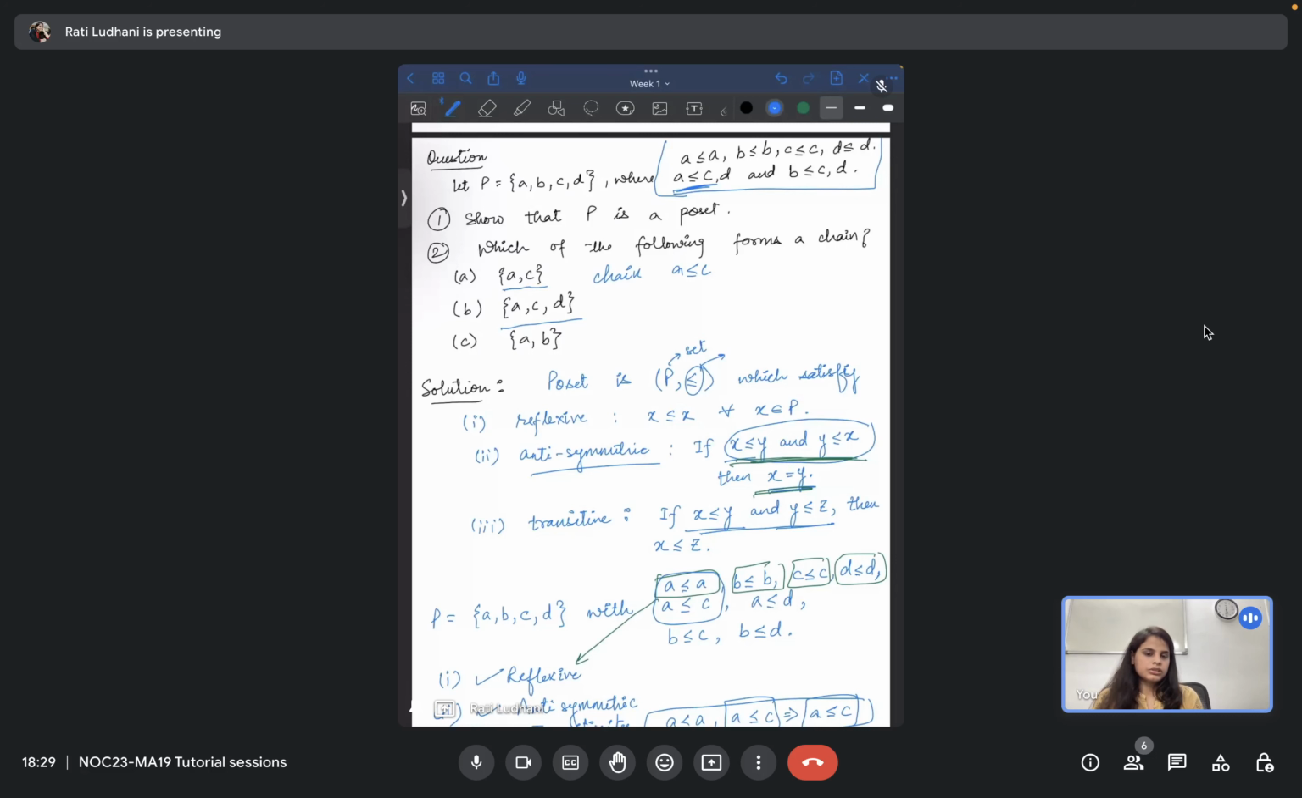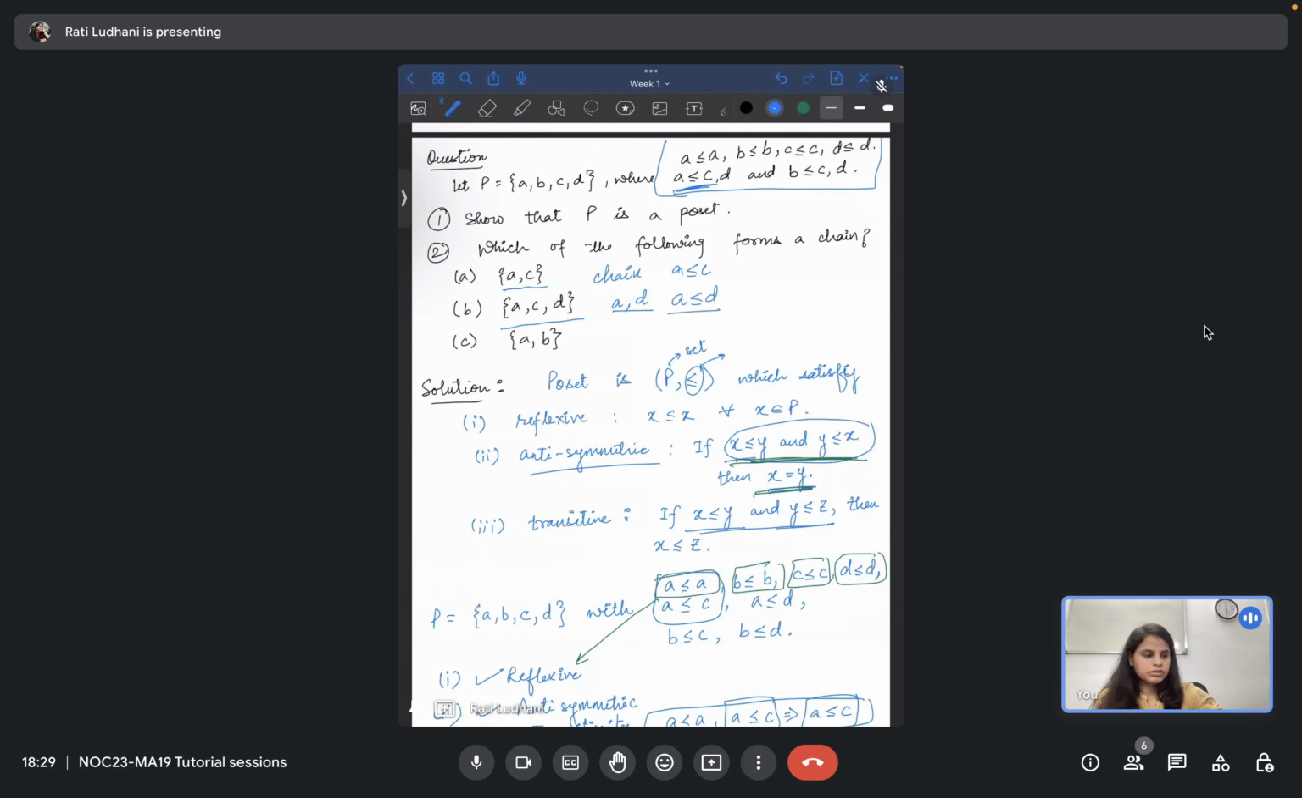What about A, C, D? Is this a chain, an anti-chain, or neither of them? Can you explain? If you take the elements A comma D, they are incomparable, so we can say the given set is not a chain. Similarly, if you take the elements A and C, they are comparable, so we can conclude it is not an anti-chain. Exactly. Hence, it is neither of them. Very good.